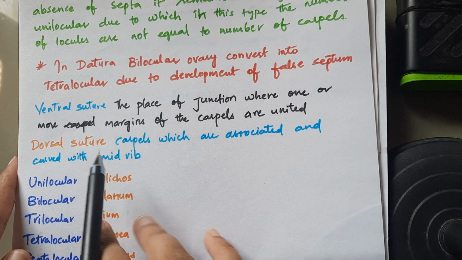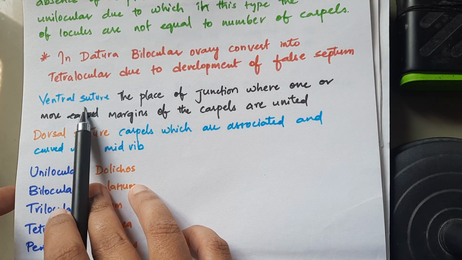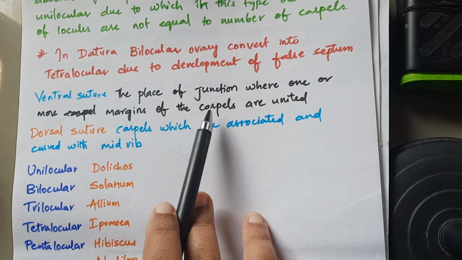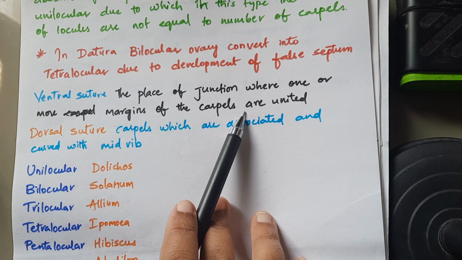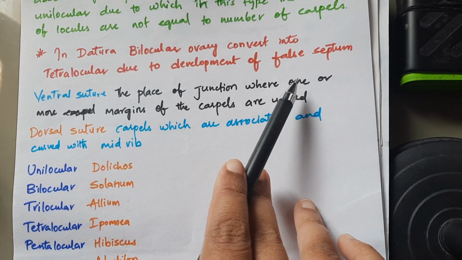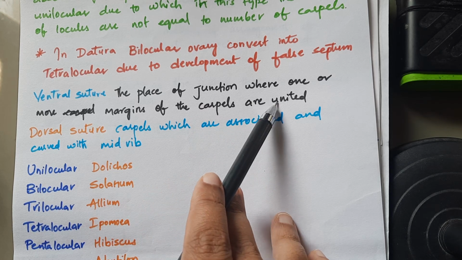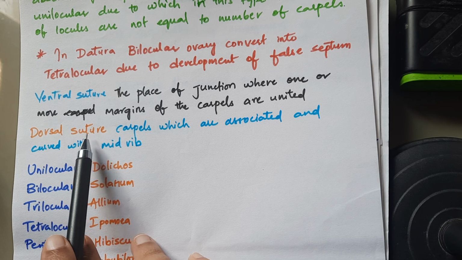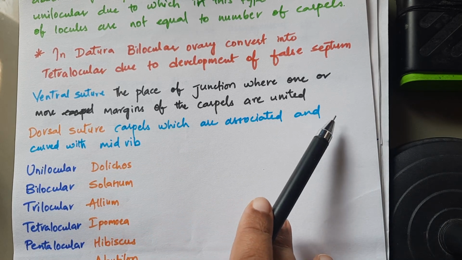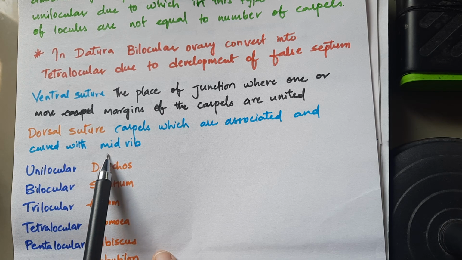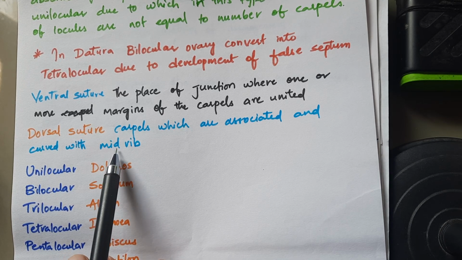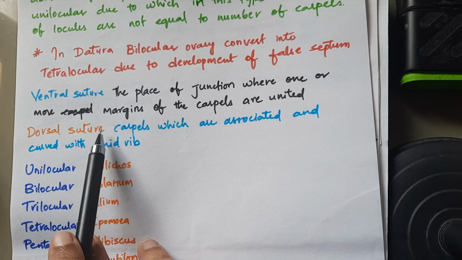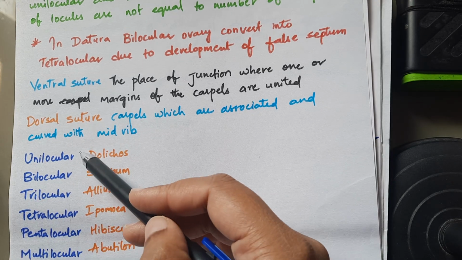Then coming to one more term, the ventral suture. What is ventral suture here? The place of junction where one or more margins of the carpels are united is known as the ventral suture. What is dorsal suture here? The region of the carpels which is associated and curved with the midrib is known as the dorsal suture. So based on the number of locules, there are many types.